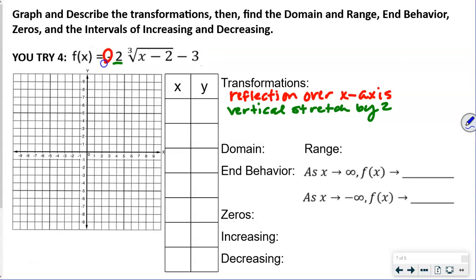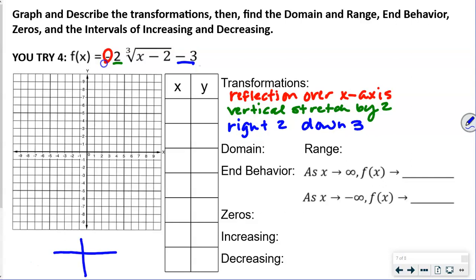Then what about this? I'm just trying to talk about this -2 right here. Okay, so what about that -2, guys? It means it's moving what? Right, right 2. And then what about that -3 right there? That means it's moving down 3, right? Y'all remember that?